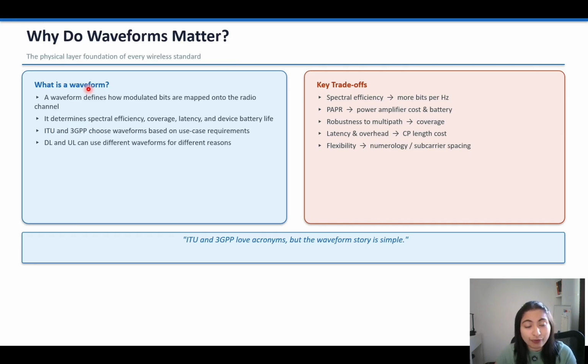And the choice of waveform is one of the most consequential decisions a standardization body like 3GPP makes, because it directly affects the spectral efficiency, that is, how efficiently you use the spectrum. Secondly, how much backoff you need on the power amplifier in the device, in your UE, in your mobile phone. That's the peak to average power ratio. We'll come back to this quite a lot.